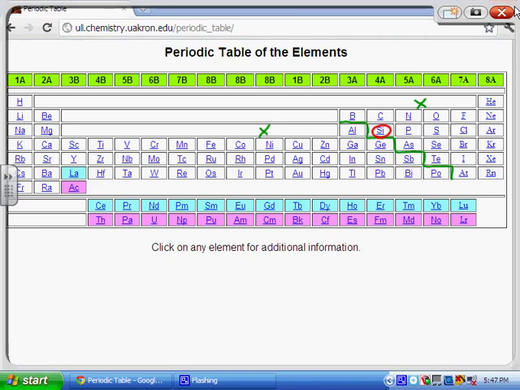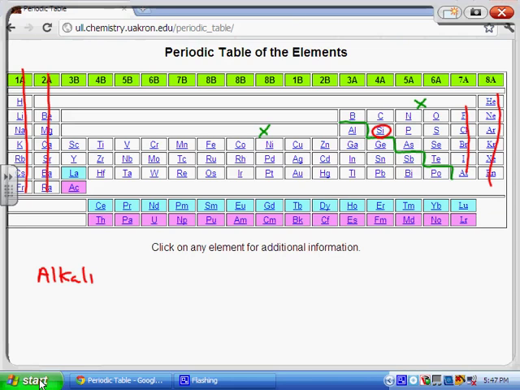The other thing I wanted to make sure we understand is that the columns up and down, remember, those are known as groups or families, and some of them, the characteristics are very close. We actually give them family names. For instance, group 1A, those are the alkali metals. Group 2A are the alkaline earth metals. Then as we come over here, group 7A, they have a name, those are the halogens. And then group 8A, none of those react, so those are known as the noble gases.